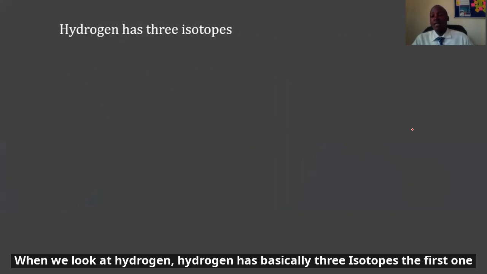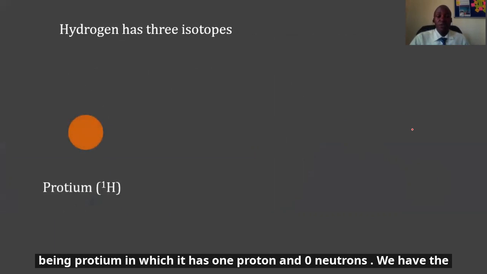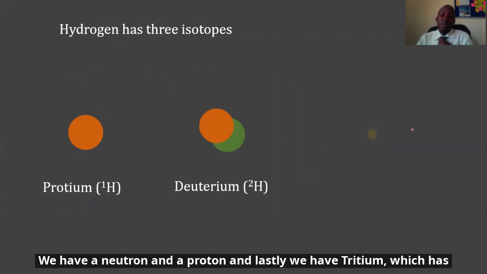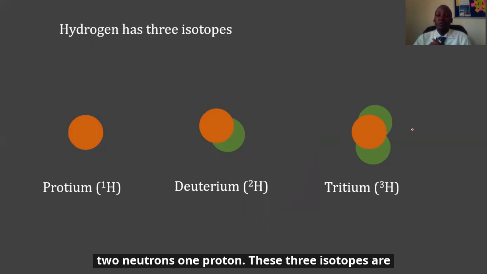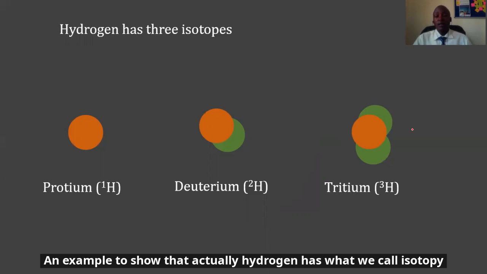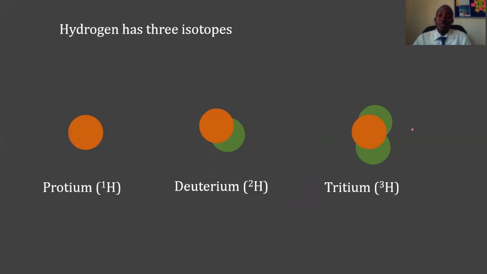When you look at hydrogen, hydrogen has basically 3 isotopes. The first one being protium, in which it has 1 proton and 0 neutrons. We have the heavy hydrogen known as deuterium, and in this case we have a neutron and a proton. And lastly, we have tritium, which has 2 neutrons, 1 proton. These 3 isotopes are an example to show that actually hydrogen has what we call isotopy. It exists in different forms of the same atom.